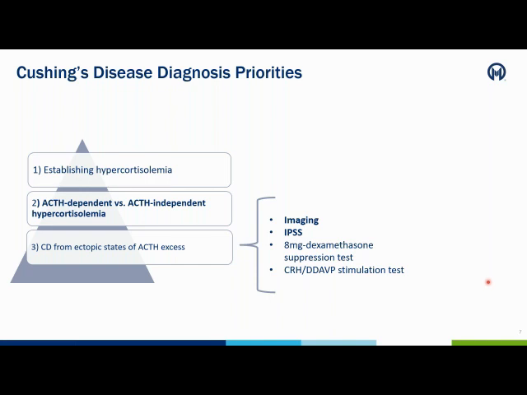ACTH-secreting tumor. So ultimately, sometimes these tests may be combined to improve the accuracy and the likelihood of diagnosing, but the gold standard in differentiating a pituitary source versus an ectopic source is the IPSS. But imaging is often done first in this workup process, and we'll talk about why.